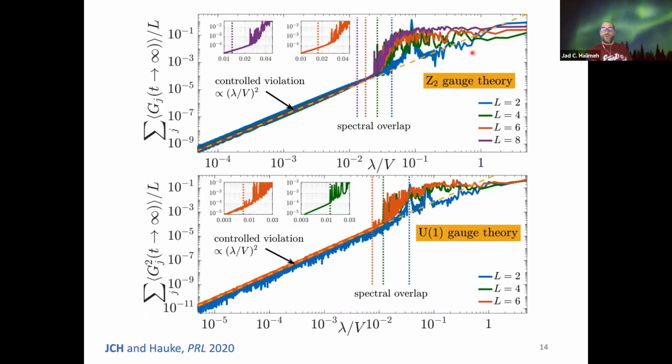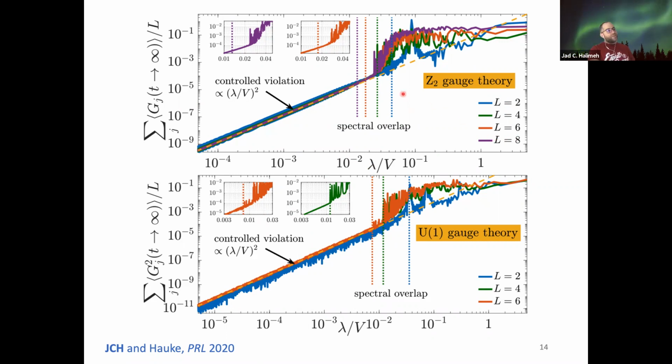So here we tried two gauge theories. This plot is really important for the following slides, so if you have any questions, please let me know. Here I show you for a Z2 gauge theory and for a U1 gauge theory this infinite time violation as a function of lambda over V. This is an exact diagonalization for the following different numbers of matter sites. Here we're using periodic boundary conditions, so the system size is actually 2L because every matter site has an accompanying link.